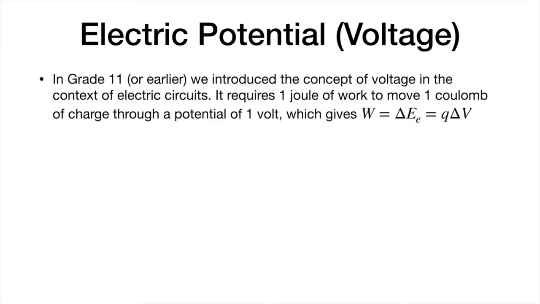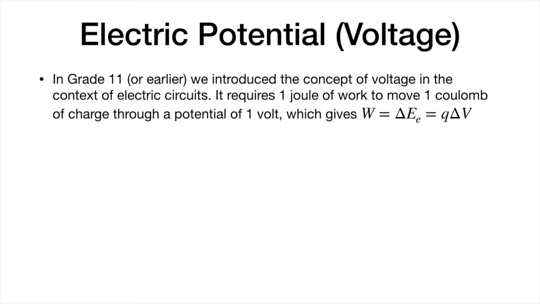So if you remember back in grade 11, we talked about voltage in the context of electric circuits, right? We had just resistive circuits, and we always were working with the voltage and the current and the resistance of the circuit, and we worked with Ohm's law and that sort of stuff. And one of the definitions that we came up with was the definition for a volt, which is that it requires 1 joule of work to move 1 coulomb of charge through a potential of 1 volt.